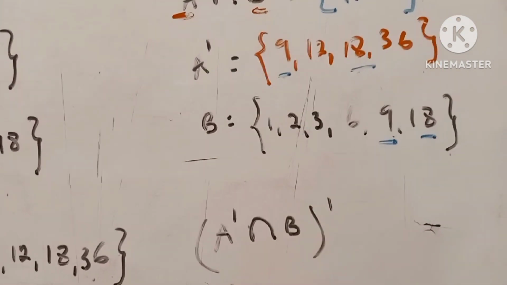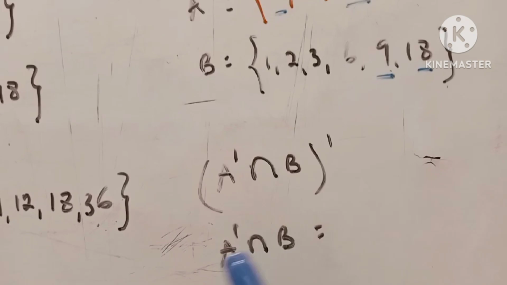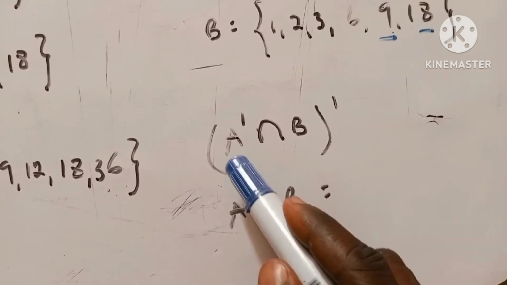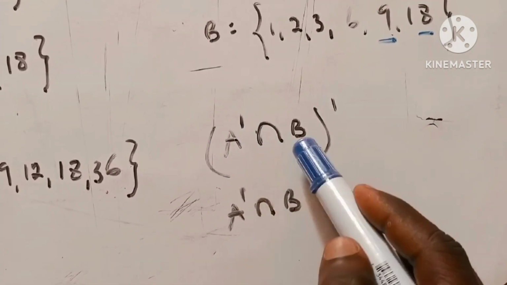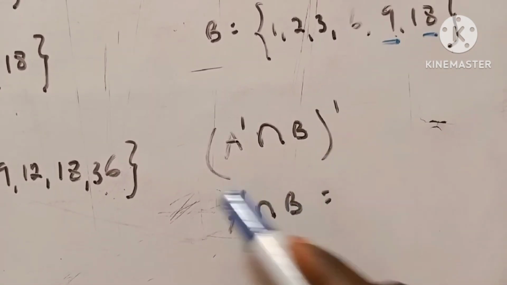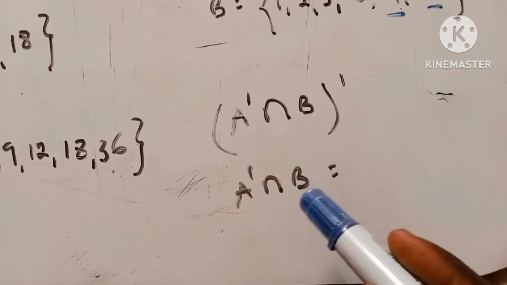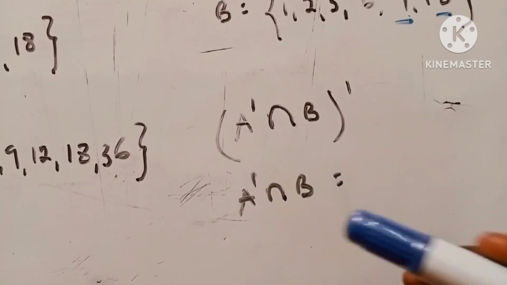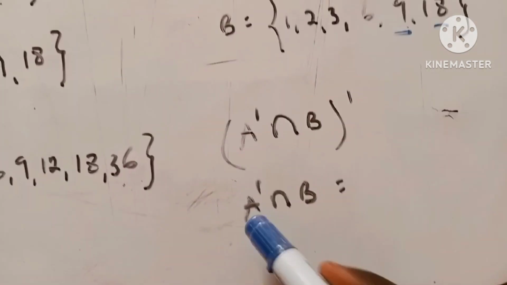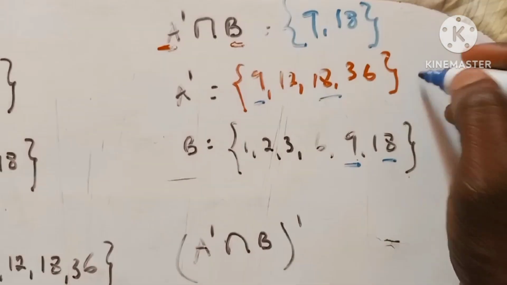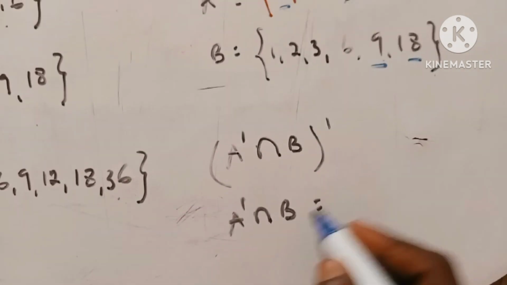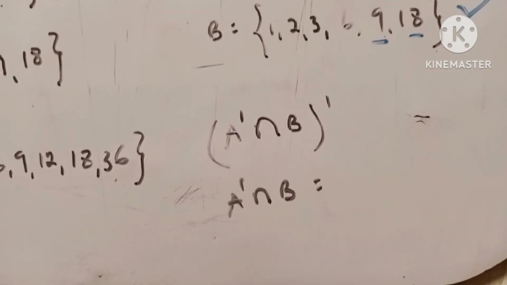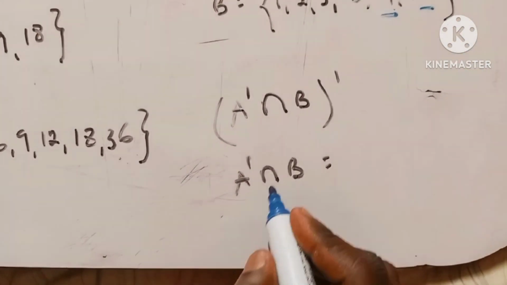Now here's the second part. We are told to find out (A complement intersection B) everything complement. Don't be scared if you have something that looks like this. Just move step by step. You first of all need the A complement, which is already here, right? So you already have the A complement as well as B. B is also here. Is that okay? So these are the two things. So now you need to find the intersection.